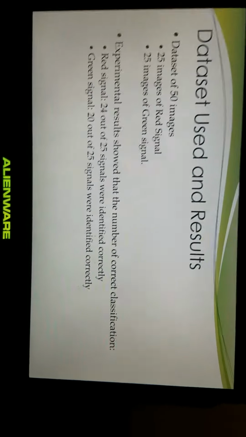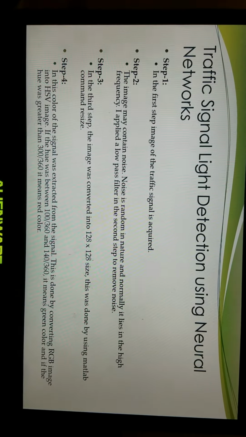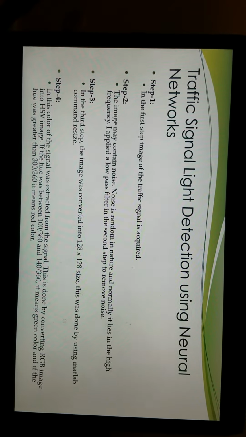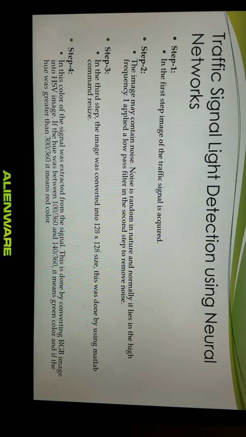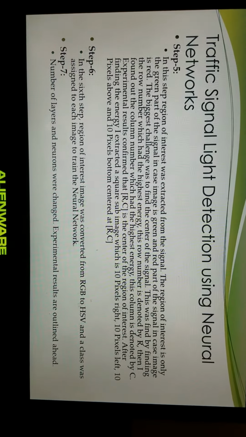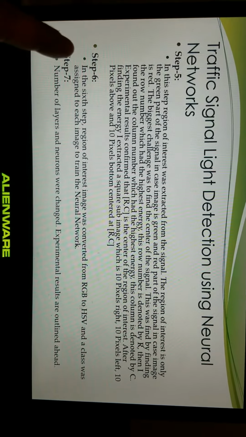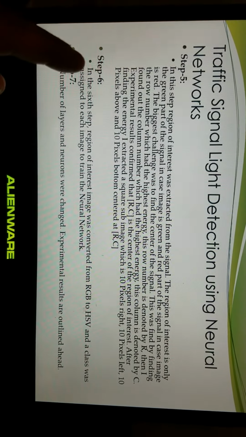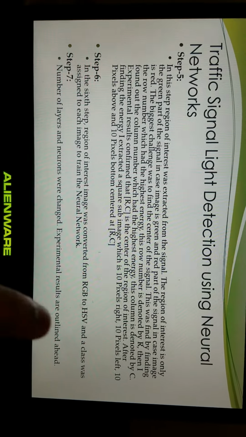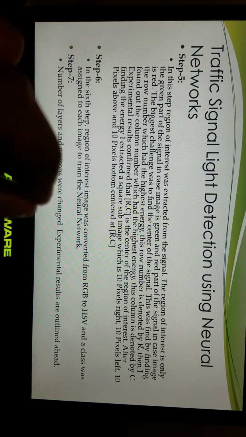Our next slide is about the next methodology, that is traffic signal light detection using neural networks. In this methodology, the first 5 steps remain the same. The first 4 are seen here, and the 5th one is here, where we extract the region of interest. But what changes is that after the extraction of the region of interest, we convert the image from RGB to HSV, and we classify the image into different classes.